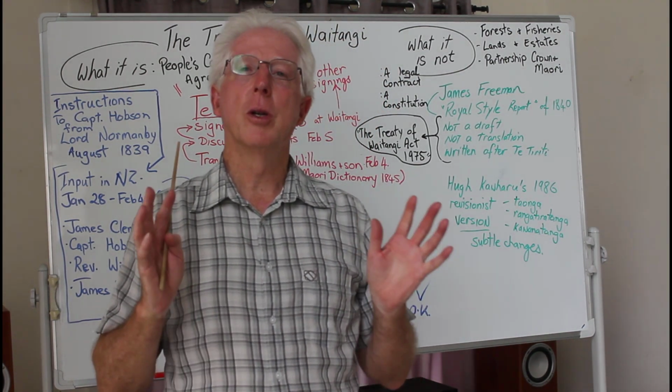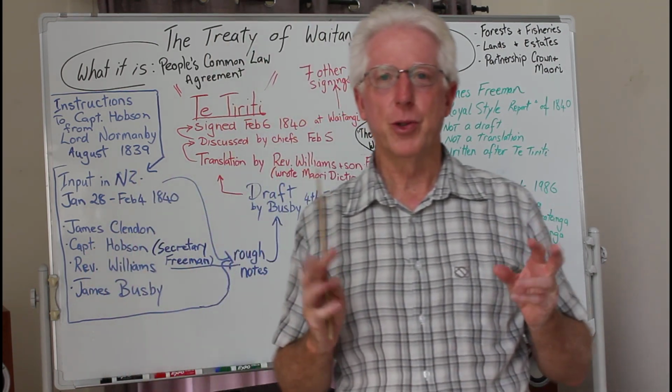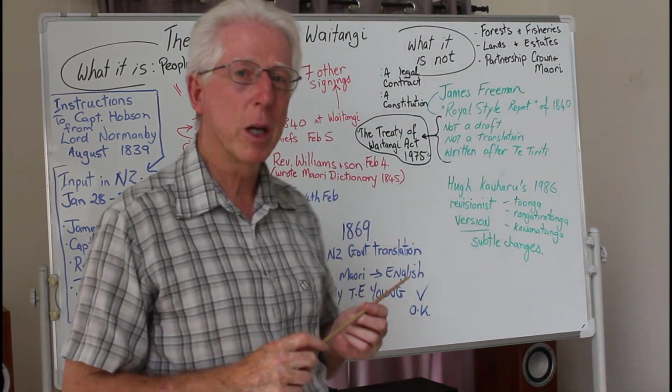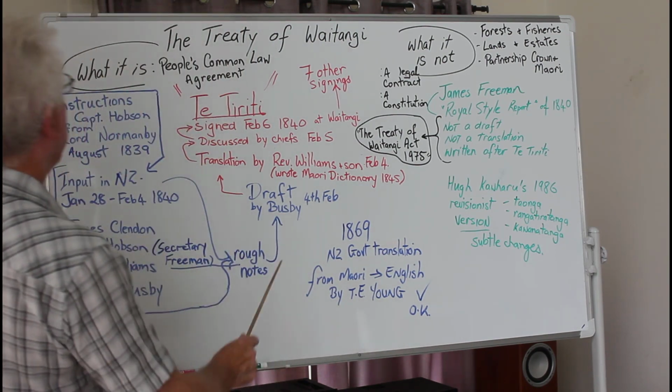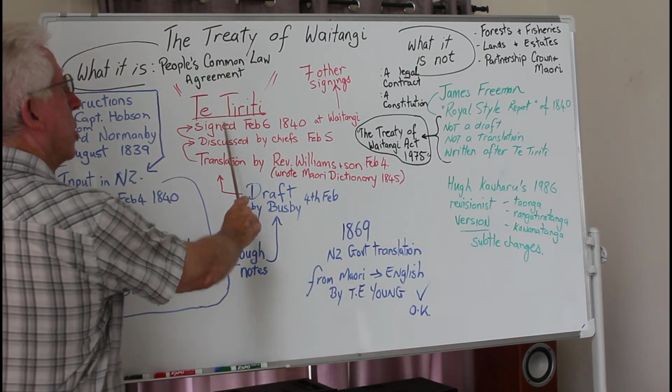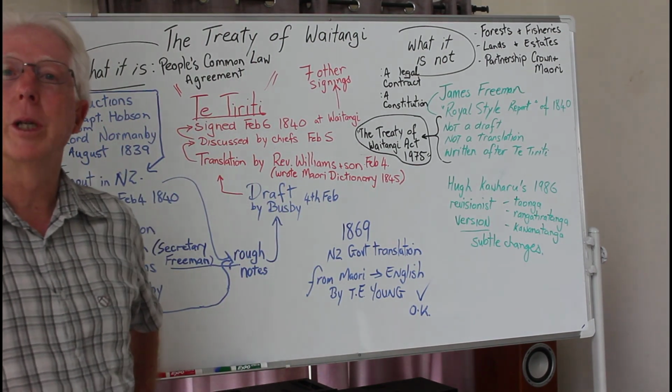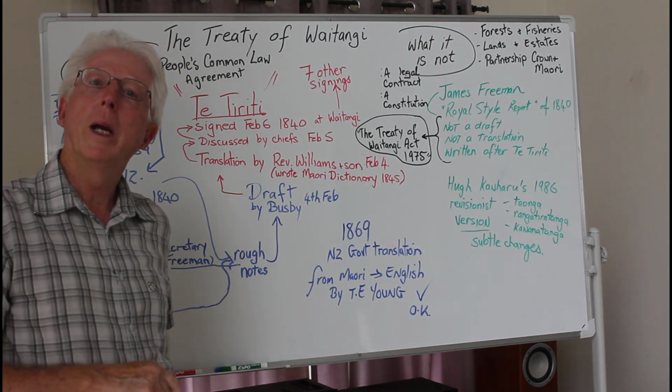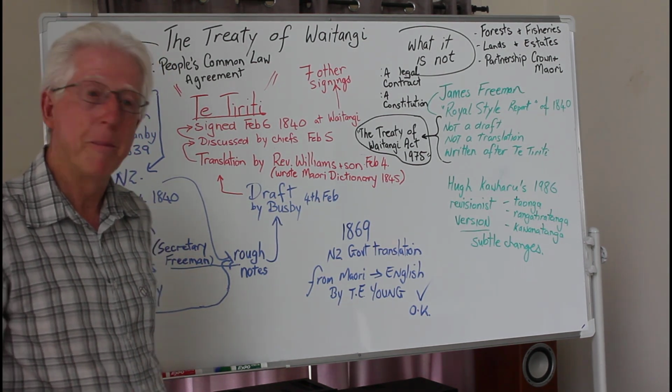So this is a very simple overview of the documents, and I've prepared something here for us. Let's start with the treaty itself, which was signed on February the 6th, 1840 at Waitangi. But where did that original document come from?